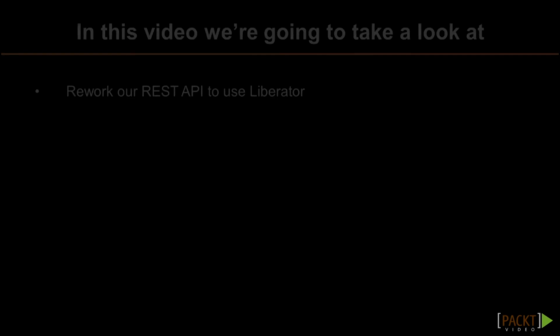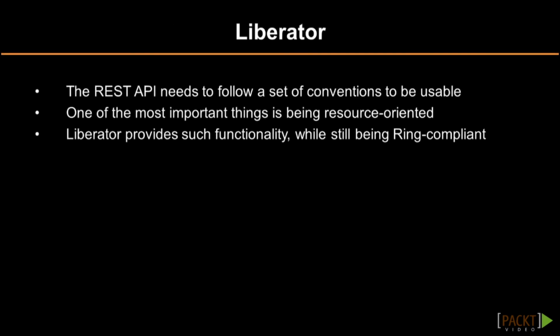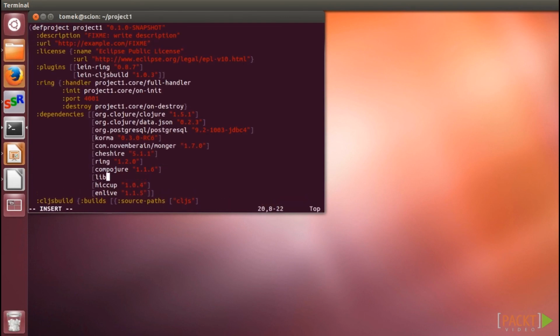In this video, we will rework our REST API to use Liberator. In the previous section, we have built and used REST APIs. As REST APIs should follow some well-known conventions and should be generally resource-oriented, it is much easier to use existing mechanisms, such as Liberator, rather than implement everything from scratch. Of course, Liberator is also Ring compliant, so we will be able to keep the other parts of our application intact. Naturally, the first thing that we need to do is add Liberator as a dependency to our project.clj file.